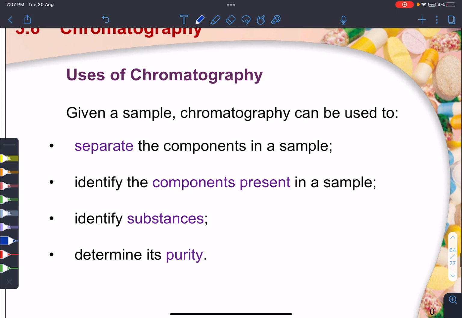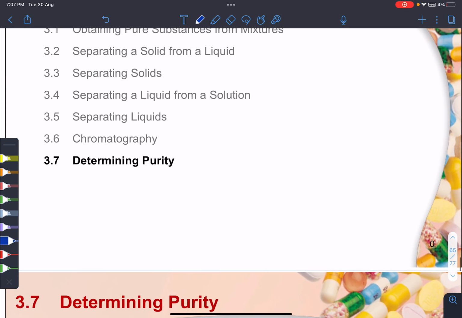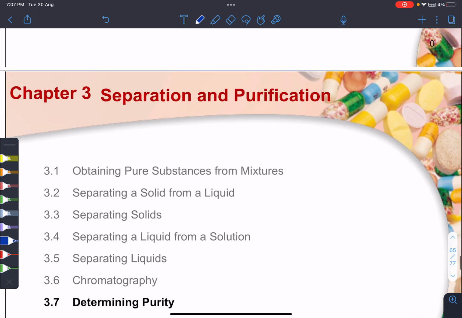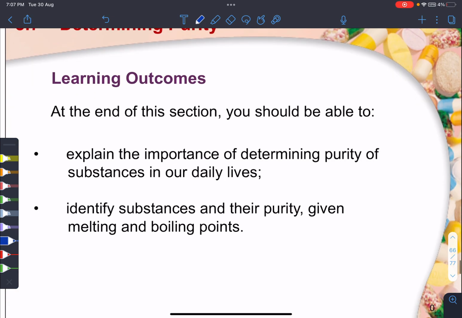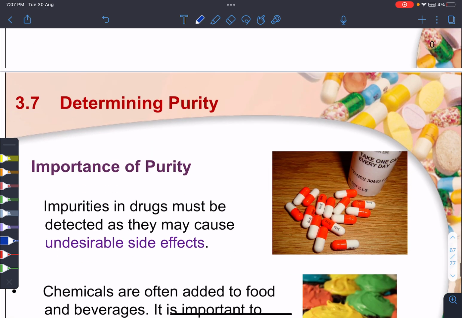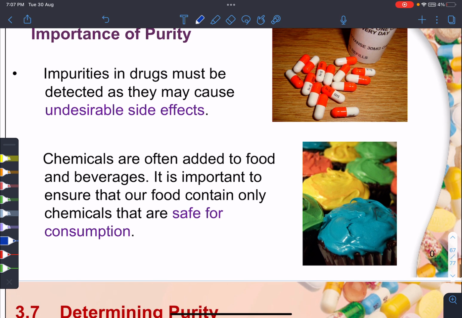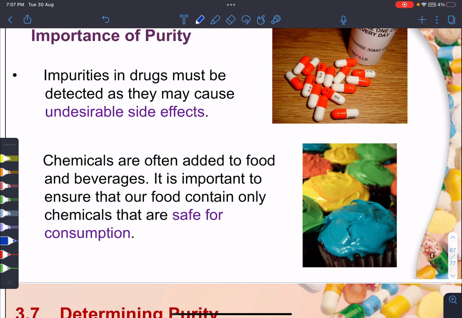There are many uses. You can use it to separate, to identify, to determine purity. Then the very last part of this is the purity of substance. It's important for chemicals to be pure, because you don't know what dirty things are inside. What if there's some poison inside, then you eat, then you die. You know.